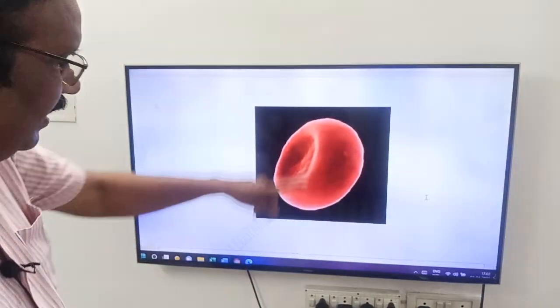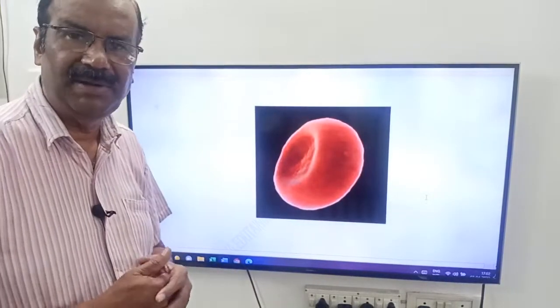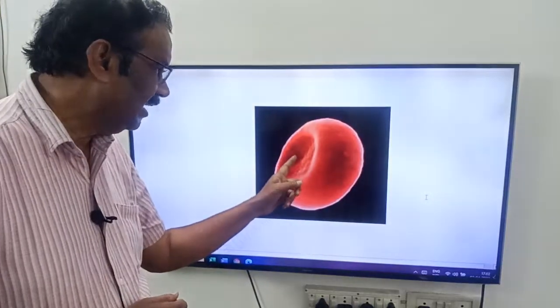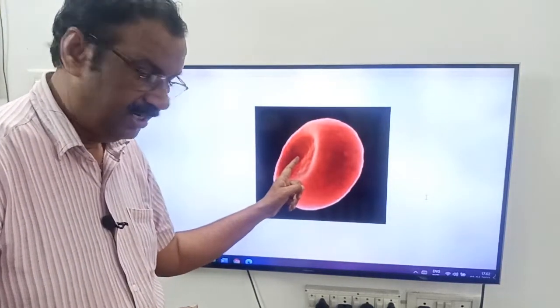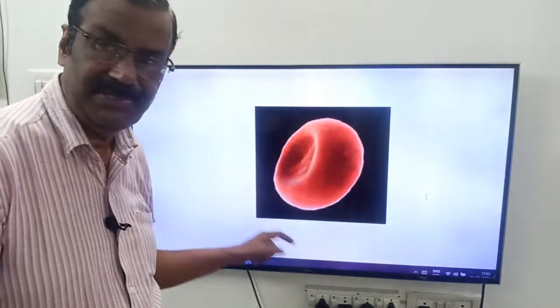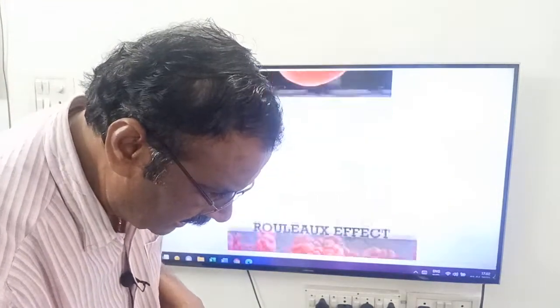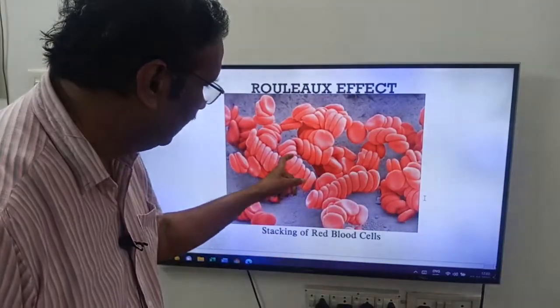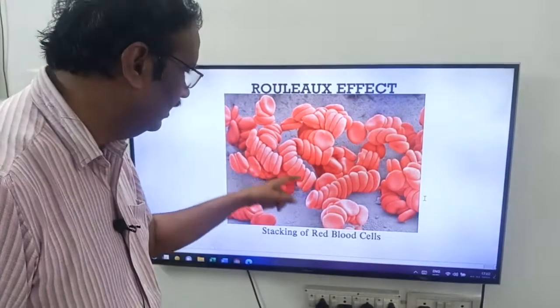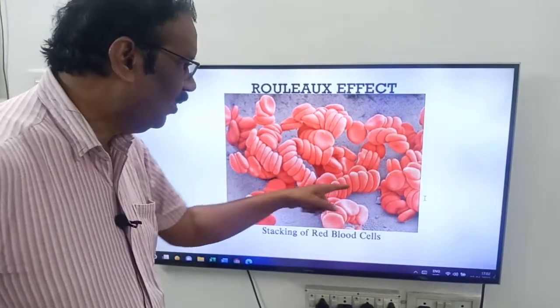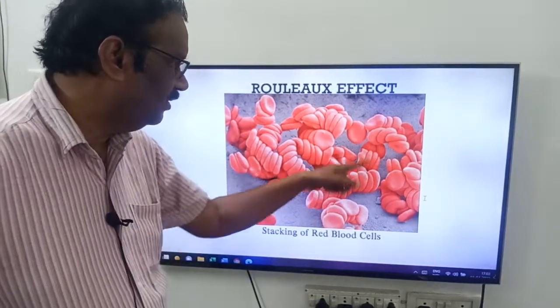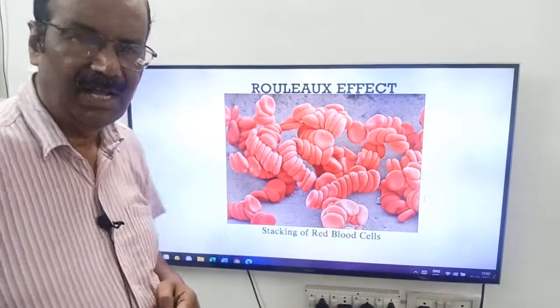See friends, this is a circular RBC of mammal. See, it has concavity, biconcave. One more concavity is on that side, friends. So this is the RBC of the mammal, and they are circular in shape. See friends, here is rouleaux. These are the piled up RBC. They are arranged like coins, one above the other. This is what, friends? Rouleaux of the RBC.